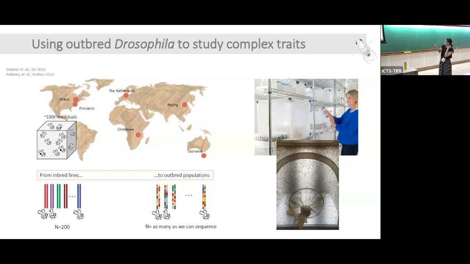These are the usual vials that we all work with when you're working with inbred fly lines, and these are the cages in which we keep our flies. You can see they can be really huge. You can have hundreds of thousands of individuals in one cage. This is not a so nice picture, but it's just to show you a cage full of hundreds of thousands of flies.